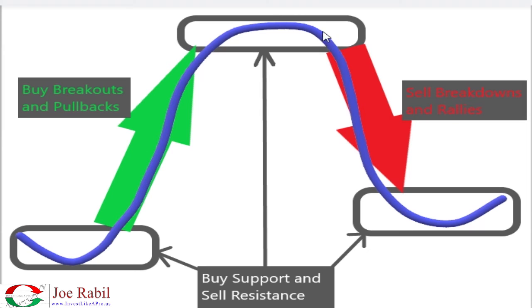Through that period, I think the play, both in a basing stage and in a topping stage, is to be more of a buyer at support and a seller at resistance. It's a very hard adjustment. And for some traders, it's better to just recognize you're in this environment and maybe stand aside and not play, and wait for a period where you're either in a strong uptrend and play breakouts and pullbacks, or you're in a strong downtrend and sell breakdowns and sell rallies.